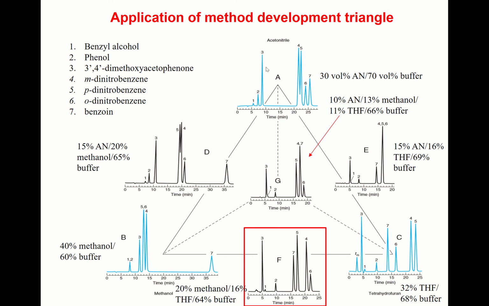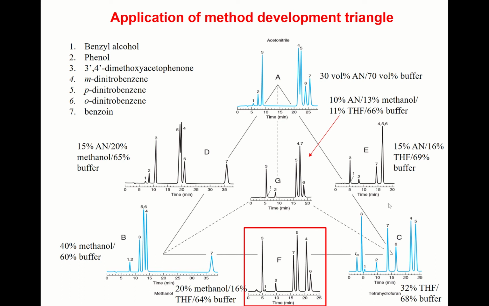Now the combination is A and C. Let's mix them together. Then the acetonitrile became half, so 15%, and tetrahydrofuran became half, 16%, and the rest is aqueous buffer, and you get this one. Wow, this is very bad because compounds 4, 5, and 6 are not separated. This is rejected.